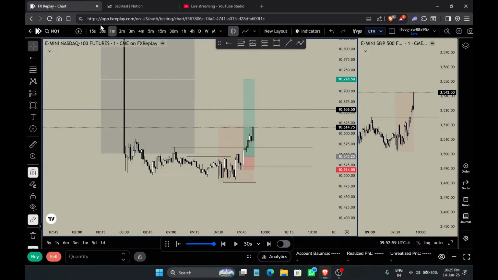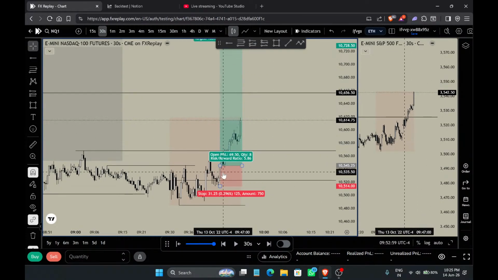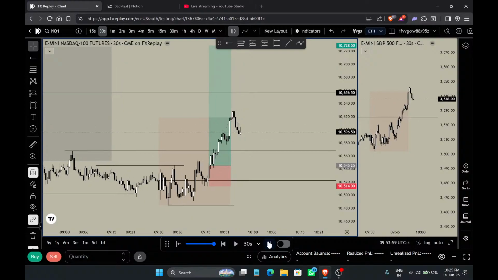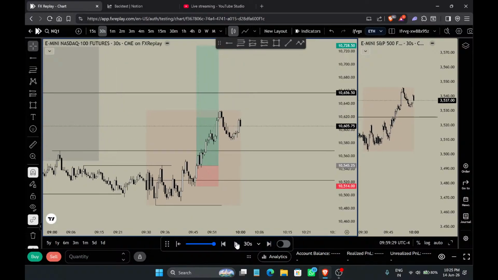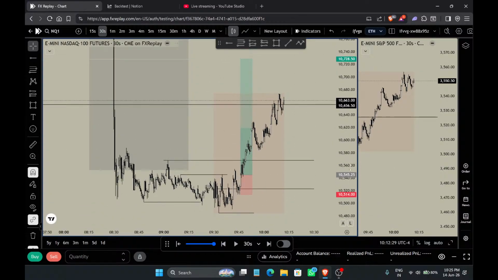So what we can do here is maybe we can trail it to here, but I don't think it is a very good thing. But what we actually can do is we can just trail our stop to this swing low, like that. So let's see if this plays or not. Holy shit, bro, it is playing.